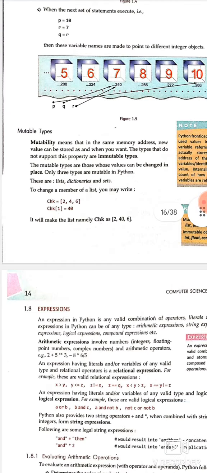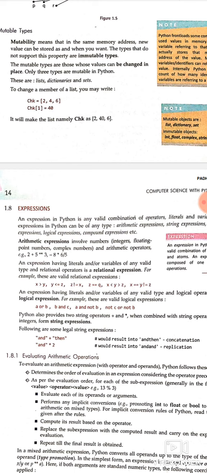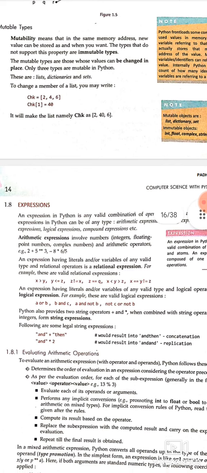Okay, next we have the expressions. We have various expressions. Arithmetic expressions are there, like 2 plus 5. All these are arithmetic expressions, which involve numbers and arithmetic operators. We have relational expressions, where we try to find valid relations like greater than, lesser than, equal to, not equal to.